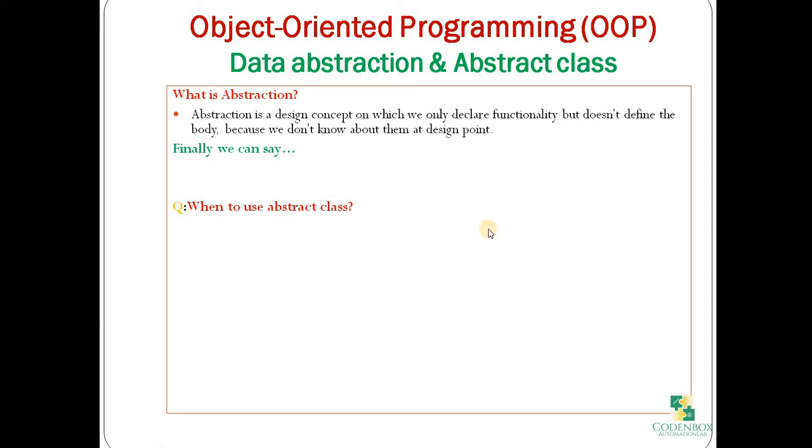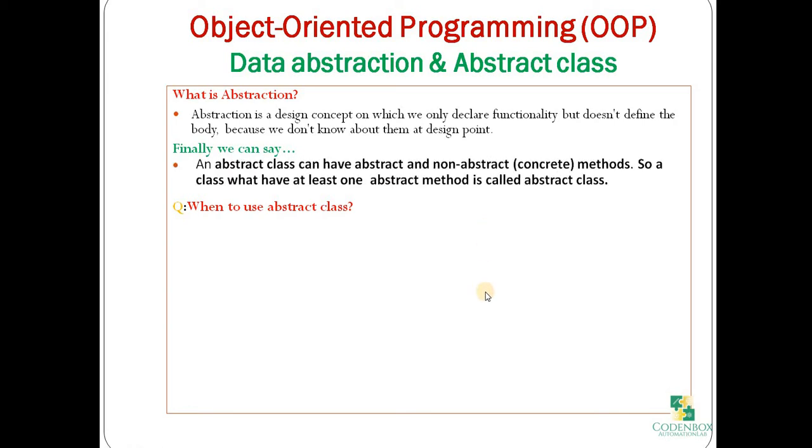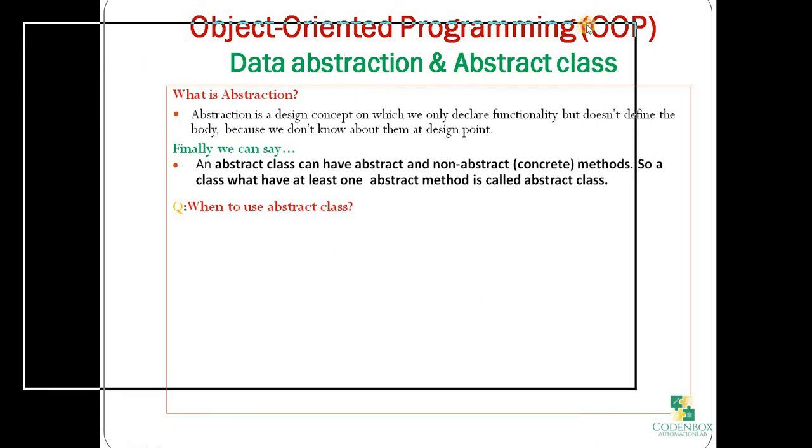So finally, we can say all together, an abstract class can have abstract and non-abstract or concrete methods. A class that has at least one abstract method is called an abstract class. When you say abstract class, we can assume it is a mix of non-abstract and abstract methods. So at least one abstract method has to be present in an abstract class. Okay, let's see an example. It will give us a better idea.